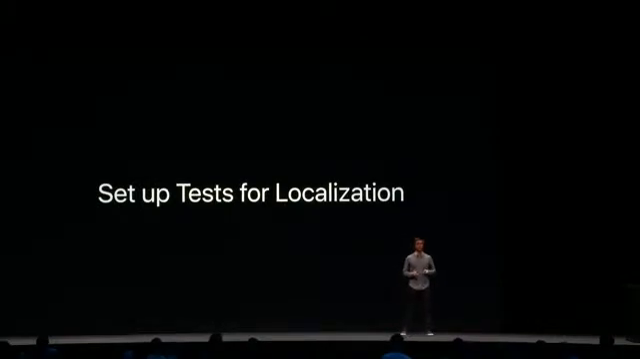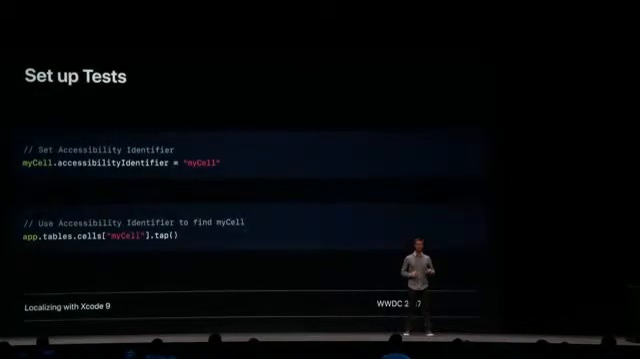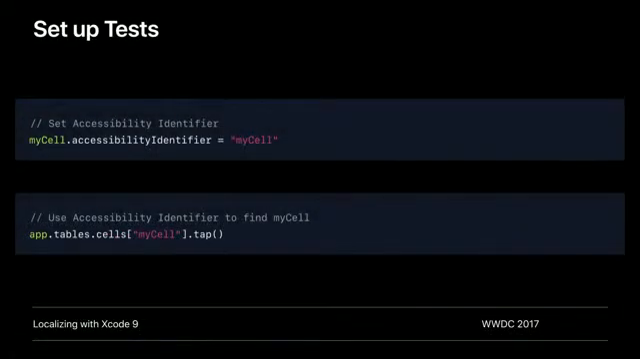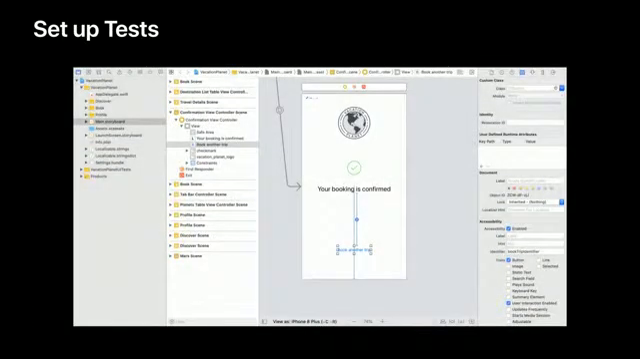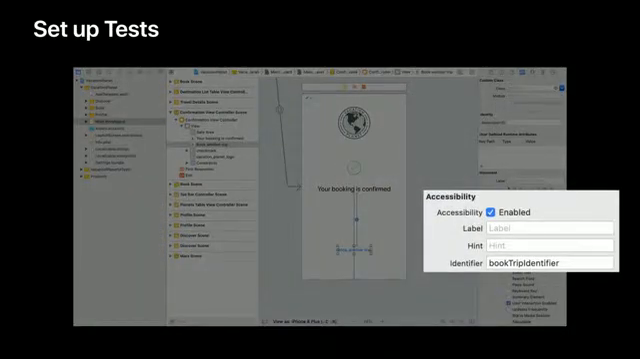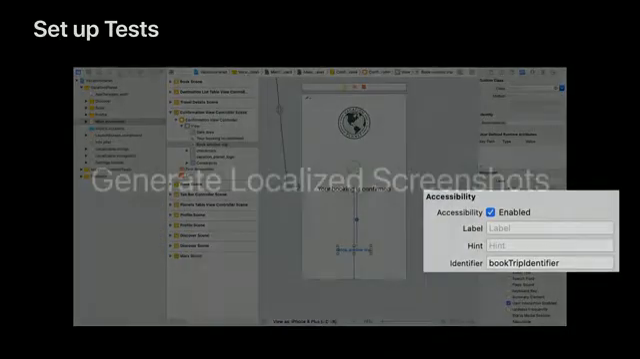First, let's see how we can make sure that your tests can work in every language you run them in. To do so, you should rely on accessibility identifiers. These identifiers are unique, stable, and will guarantee that your tests can run in any language. You can easily set them up, setting the property of the same name in code. Or if you're using Interface Builder to create your UI element, you can define them right there in the Identity Inspector. And that's all it takes.